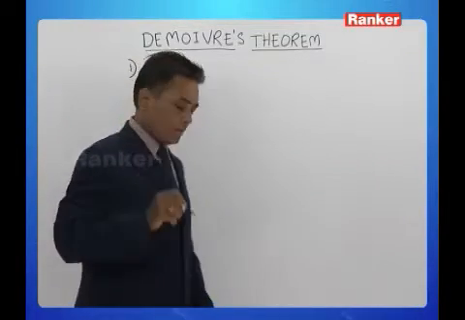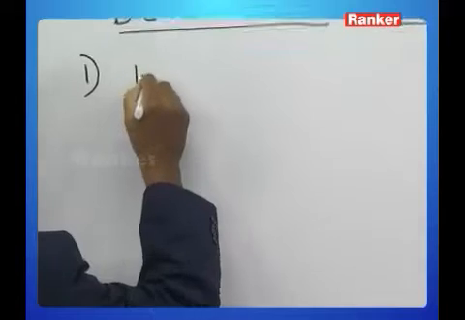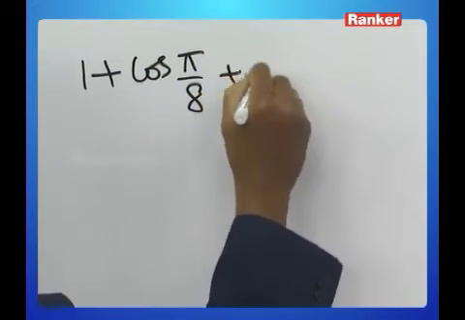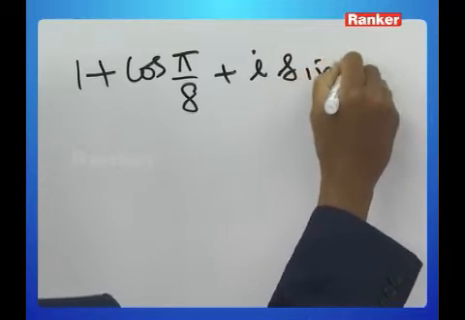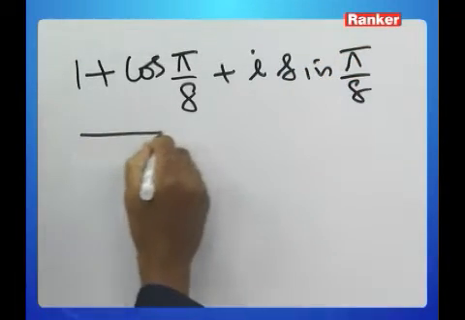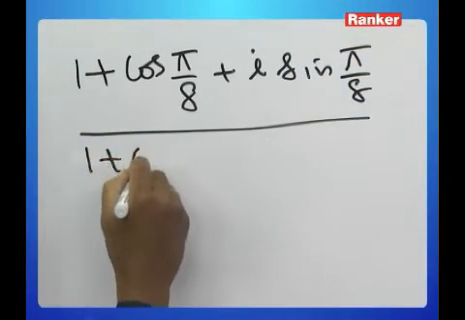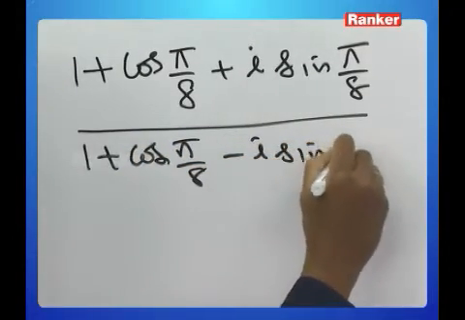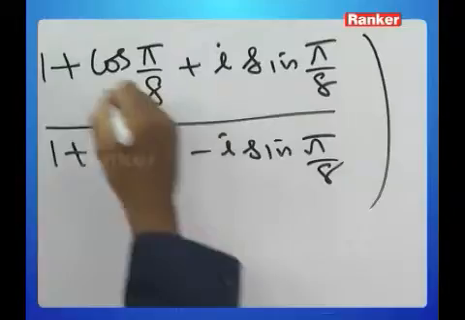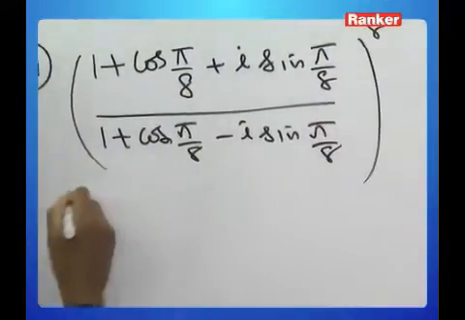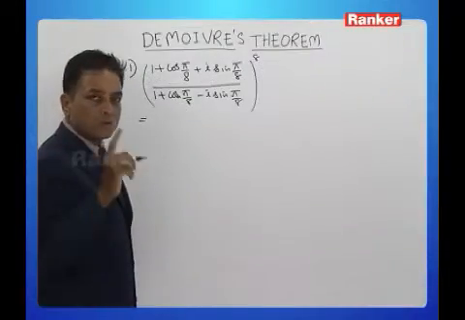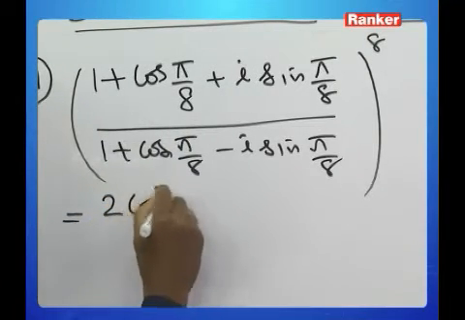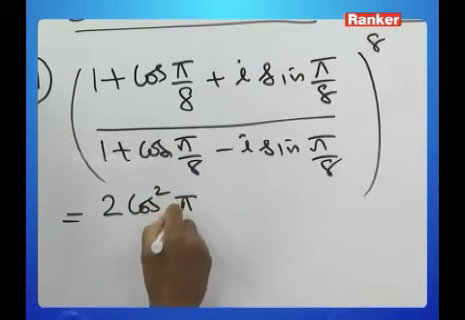Question number 1. 1 plus cos pi by 8 plus i sin pi by 8, okay. Now the denominator: 1 plus cos pi by 8 minus i sin pi by 8, whole to the power of 8. 1 plus cos theta is 2 cos square theta by 2, that is 2 cos square pi by 8 by 2, that is pi by 16.